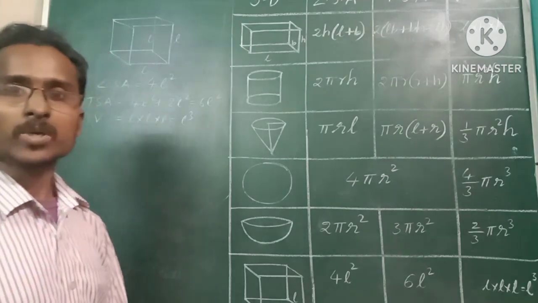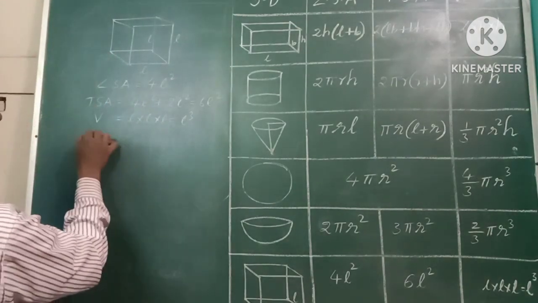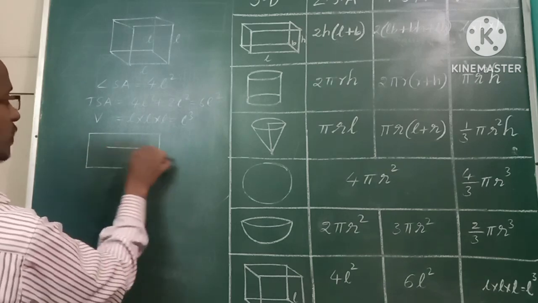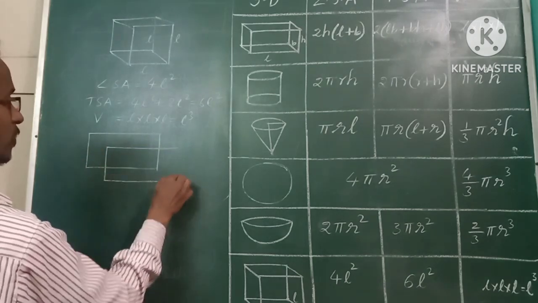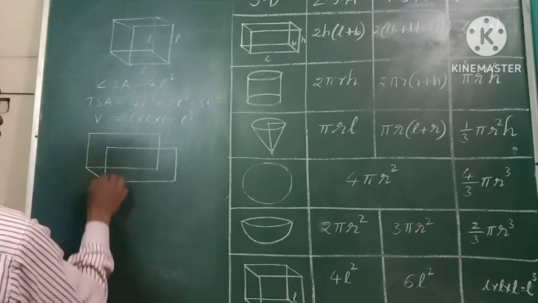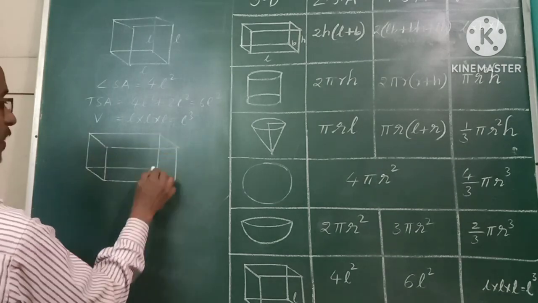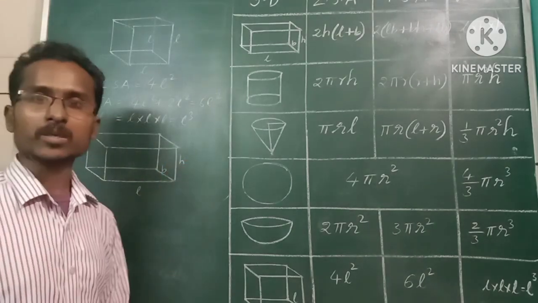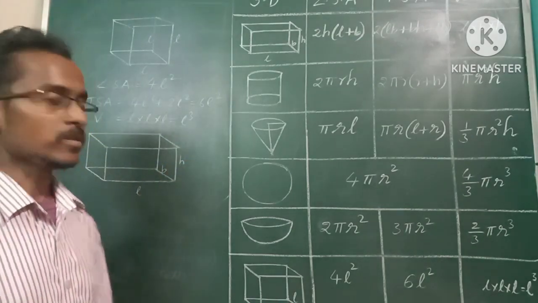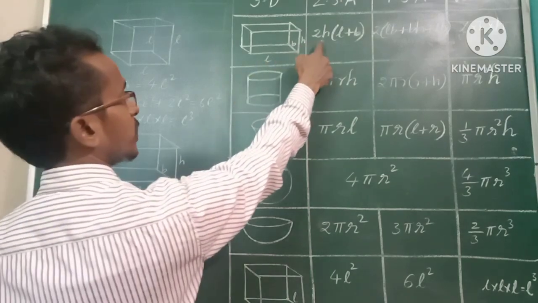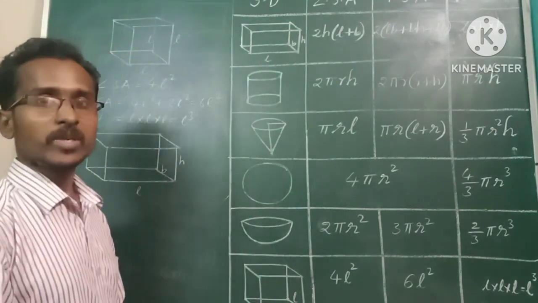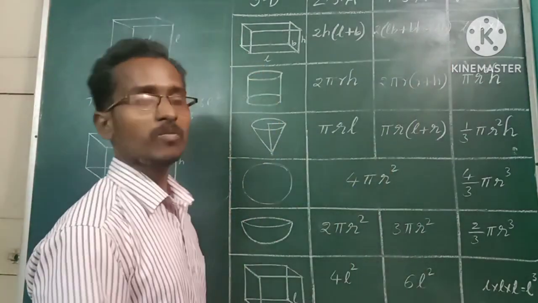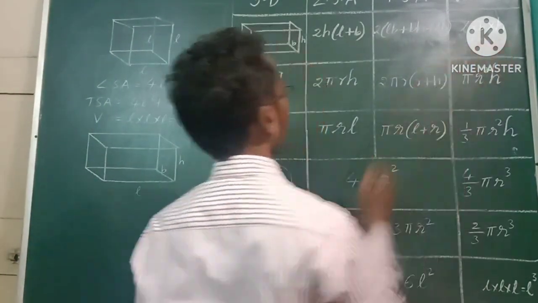Now, what about a cuboid? In a cuboid, the length, breadth, and height are different. What is the LSA of a cuboid? LSA of a cuboid is 2h into (L plus B). TSA of a cuboid is 2 into (LB plus BH plus LH). What is the volume? Length into breadth into height.